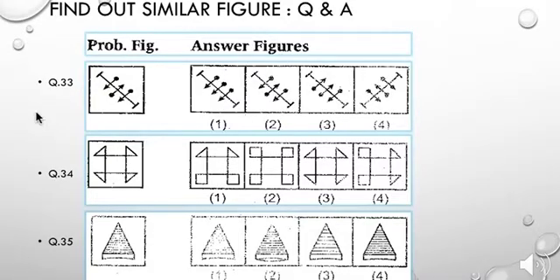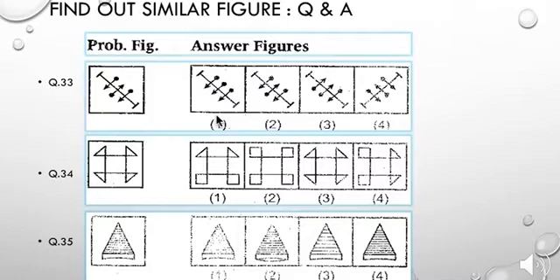Question number 33. There is a problem figure given and there are 4 answer figures given. We need to check which of the answer figures is exactly the same as the problem figure. So in question number 33, we can see that there is a design. There is a line at the end of which there are 2 lines, and the first design here is a line, on one end of it there is a black dot, on the other side there is an arrow mark. So let's check for this basic design first.